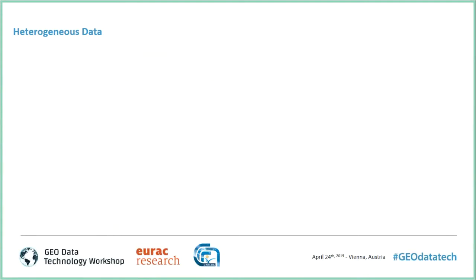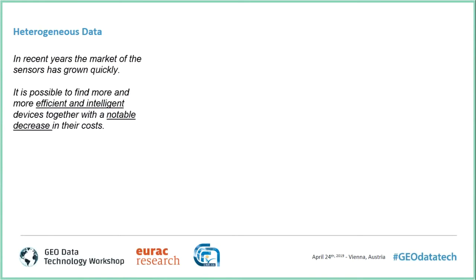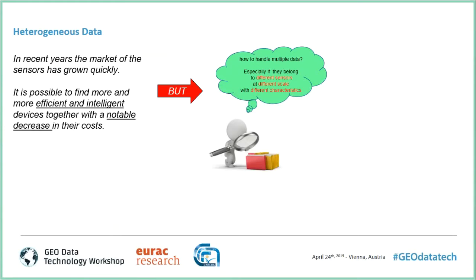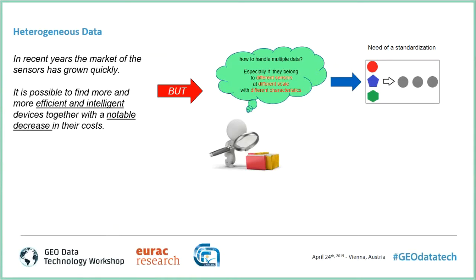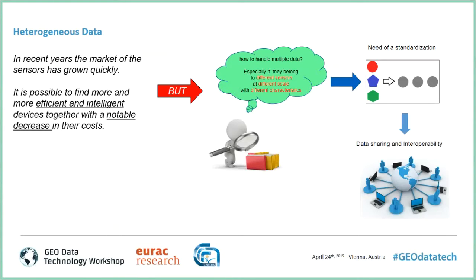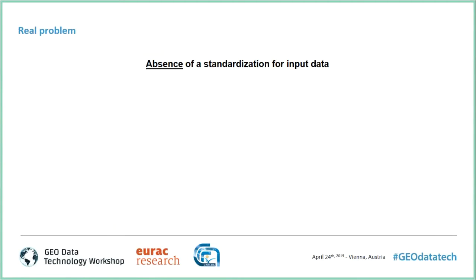So heterogeneous data is the starting point. We know that in the last decades, the market of sensors has grown quickly. We find sensors which are smarter and smarter, and they have a low price. But the problem is that when I have to deal with very big data sets, which are all different, I absolutely need standardization, because standardization will lead us to data sharing and interoperability. So the real problem is that we have a complete absence of standardization for input data.